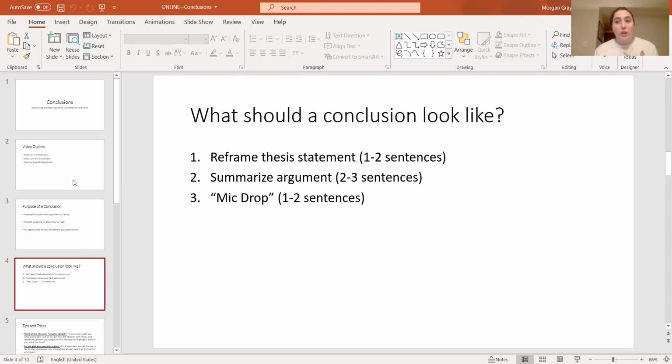Finally is what I call the mic drop. This is your really punchy, leaving them with your last minute sort of boom. I call it a mic drop because you should be able to drop the mic and step back from it. You want to be really strong and forceful with this. Again, 1 to 2 sentences. I tend to make mine 1 sentence, but sometimes you need the extra sentence just to transition in there.